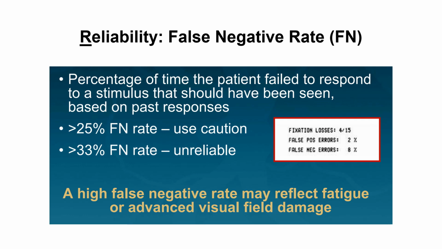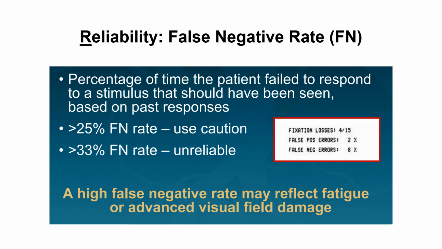which is the percentage of time that the patient failed to respond to a stimulus that should have been seen based on past responses. So the false negative, basically, is a negative response to a stimulus brighter than the threshold stimulus in previously tested points. So the patient will see a point, then the testing machine will show at the same location a higher threshold stimulus. The patient should see it. However, the patient will not click, will not respond.